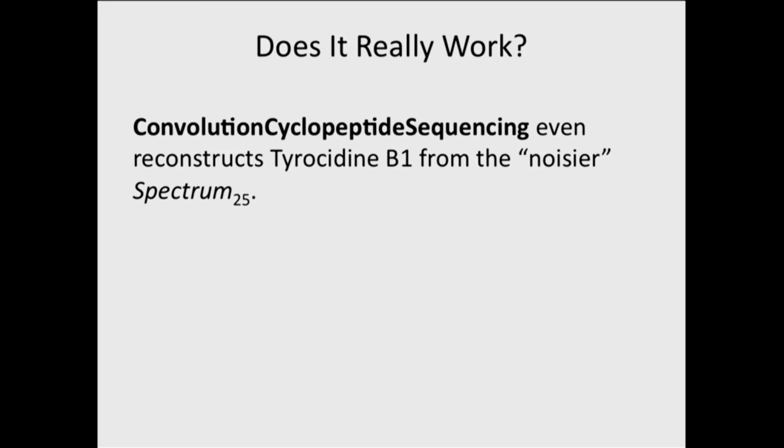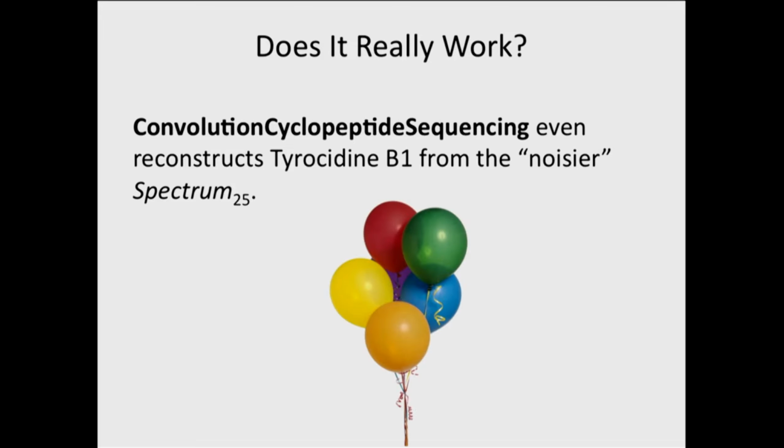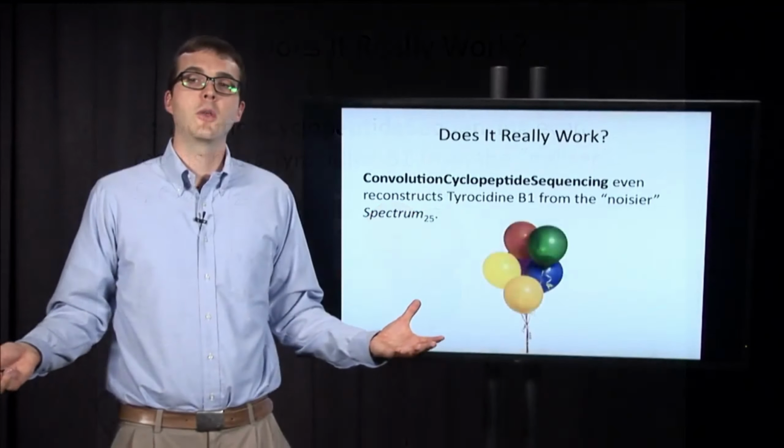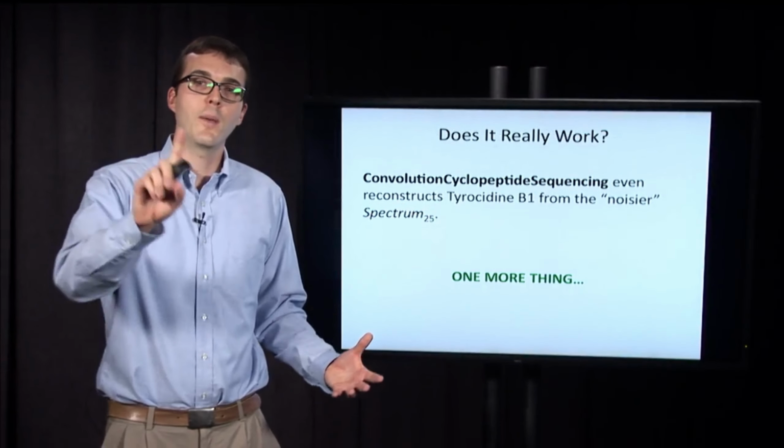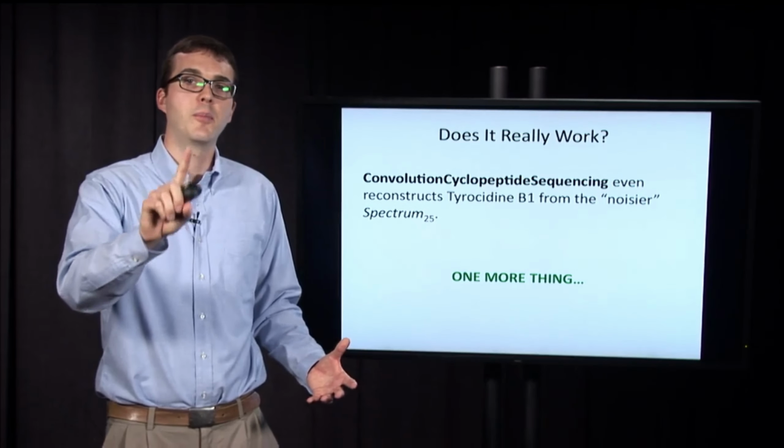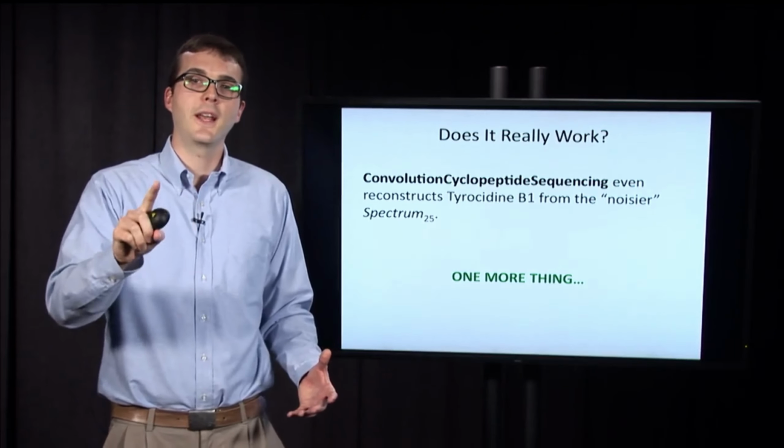Well, then we ask ourselves, OK, what about spectrum 25? What about this noisier spectrum that none of our algorithms has been able to correctly reconstruct tyrosine B1 from? What happens if we apply convolution cyclopeptide sequencing to that really noisy spectrum? And when we do it, it's good news. We can reconstruct tyrosine B1 again, and so now we can start the party. But I do want to mention one more thing about practical considerations, and I'll do that in the next section.